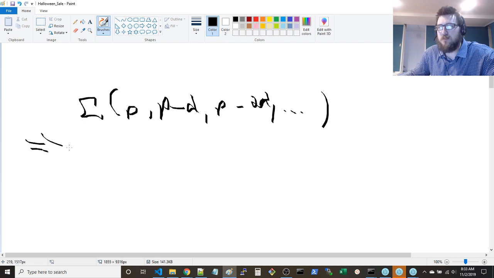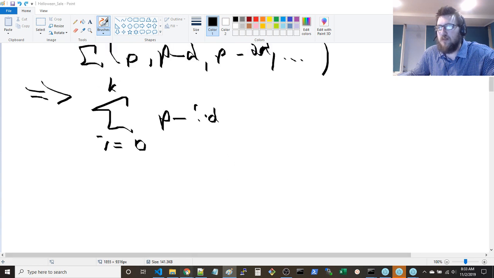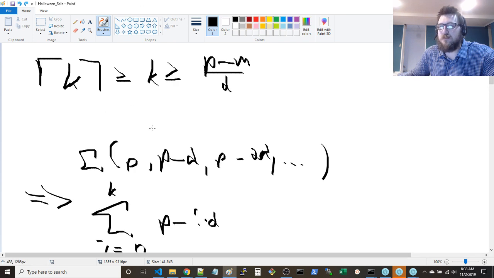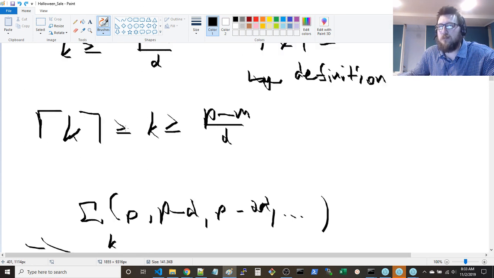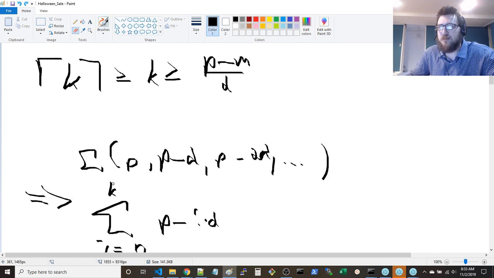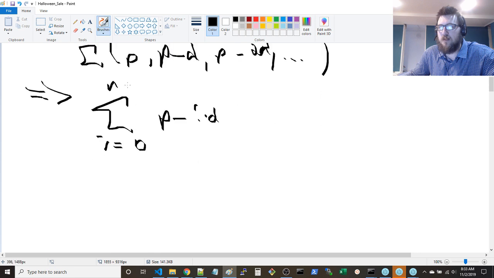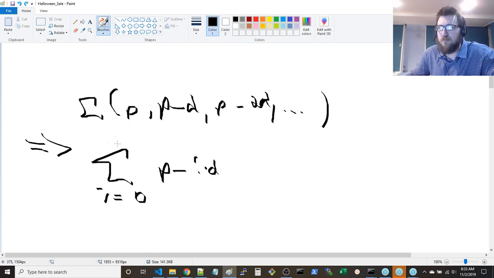We can rewrite that as I equals 0 to some arbitrary, I guess we'll call it K, of P minus I times D, right? Maybe not use the same K, maybe use something else. Let's use J, or some M, something arbitrary.